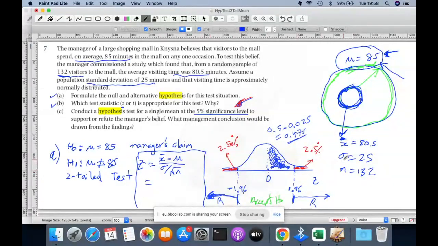And all you do is you plug all those values into the equation. X bar, you plug it in, you plug in your sigma, you plug in your n, all into this equation. The value that you're going to use for mu is what's in your hypothesis, your first step, because that's what they're claiming. So you use 85 for mu. If you plug all these values into the equation, you'll get a value of minus 2.068.